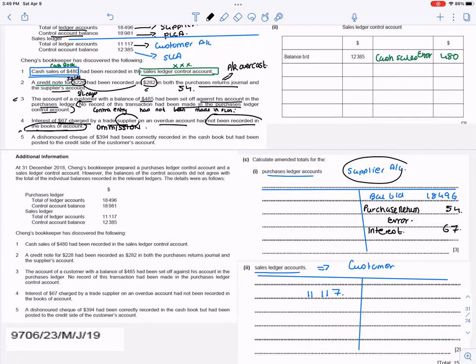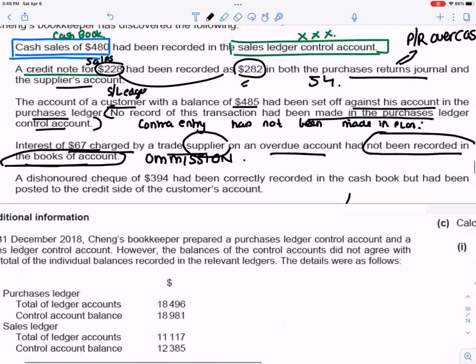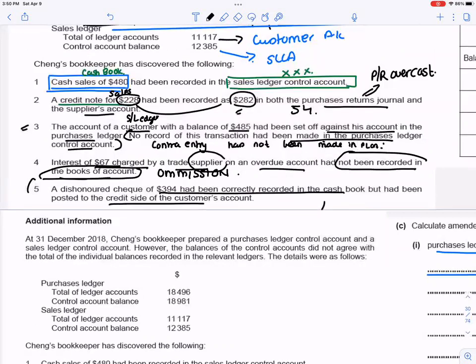Somebody read the fifth one and explain to me. A dishonored cheque of 394 had been correctly recorded in the cash book, but had been posted to the credit side of the customer's account. Where did you post it? Customer's account. That means the customer account needs correction, not the control account. Customer account is maintained in which ledger? Sales ledger.